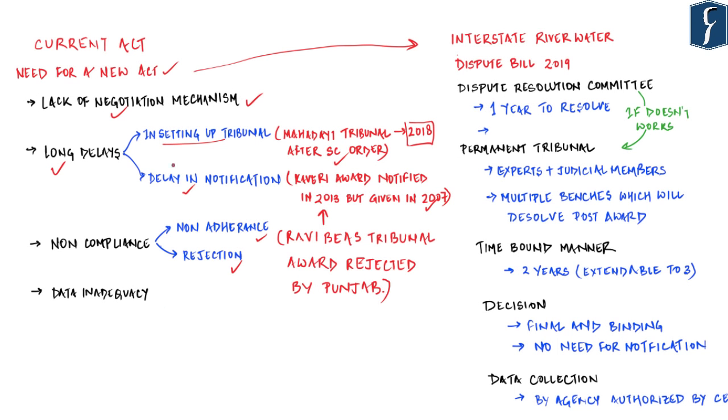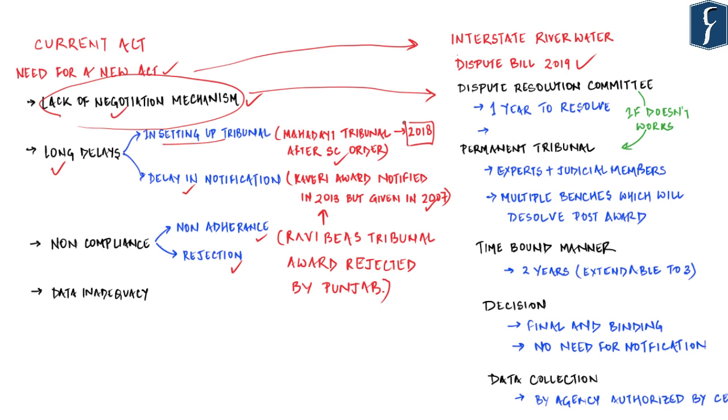So taking into account all these loopholes in the current framework of the Act, the government has come up with an amendment, and let's understand each provision of the bill to see how it improves upon the current framework. The important provisions of the bill have been displayed on the screen. To start with, it provides for a dispute resolution committee. If you remember, in the existing framework, there is a lack of negotiation mechanism.